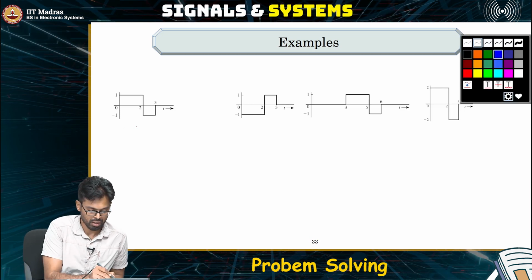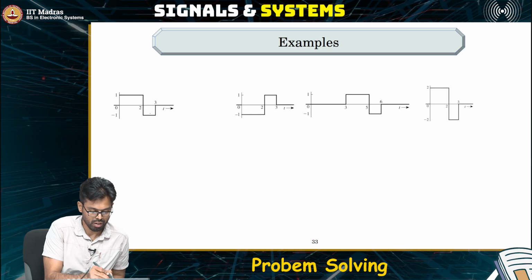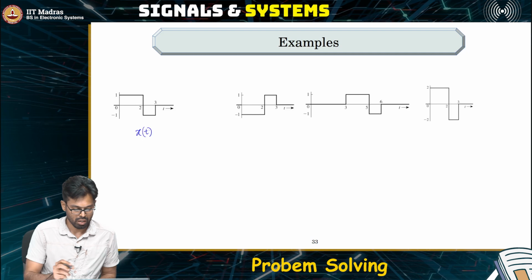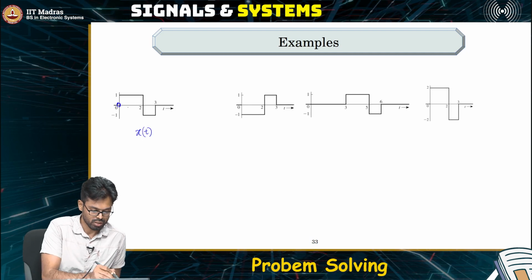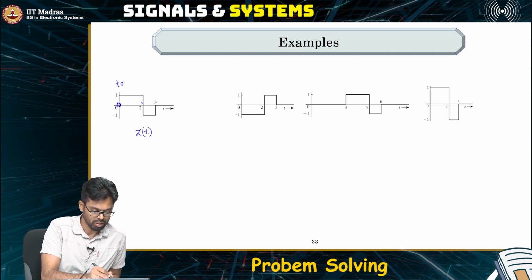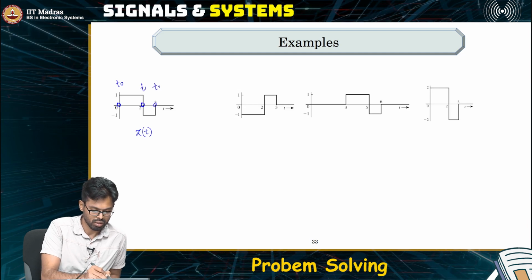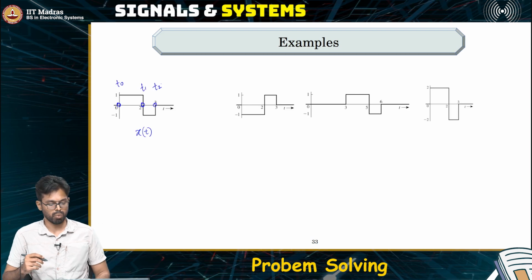Same thing. Here we have, let's say this is x of t. Now what are our critical points? Let's call these critical points T1, T0 and T2. Okay, these are critical points.